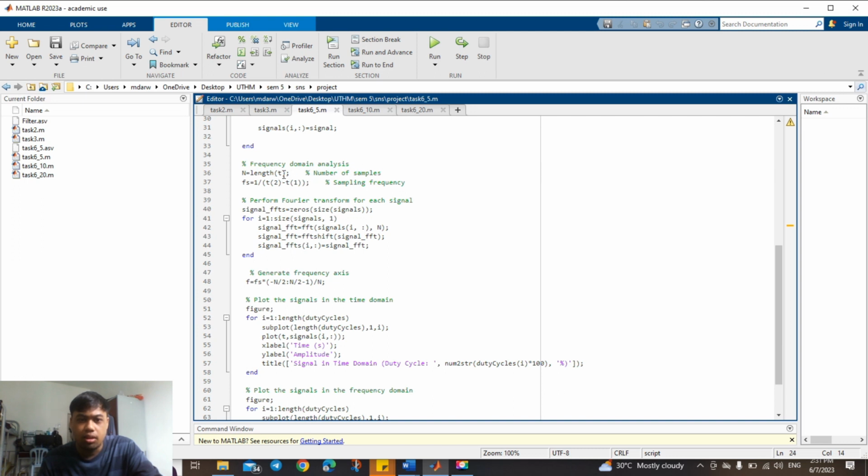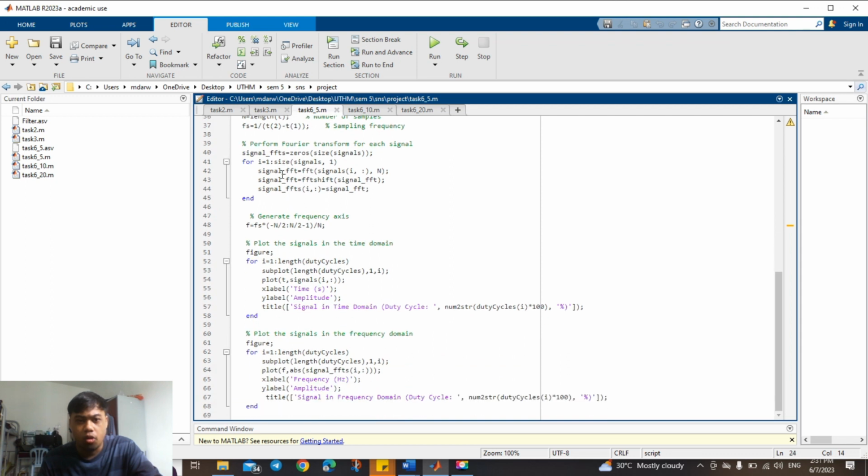Then frequency domain analysis. There is the number of samples, and then the sampling frequency formula. Then we need to perform the Fourier transform for each signal. And then we need to generate the frequency axis. This one, the formula, just put into the coding. And then for plotting the signal in the time domain, there is the coding. And lastly, we need to plot the signal in the frequency domain. This one the coding. So let's run.